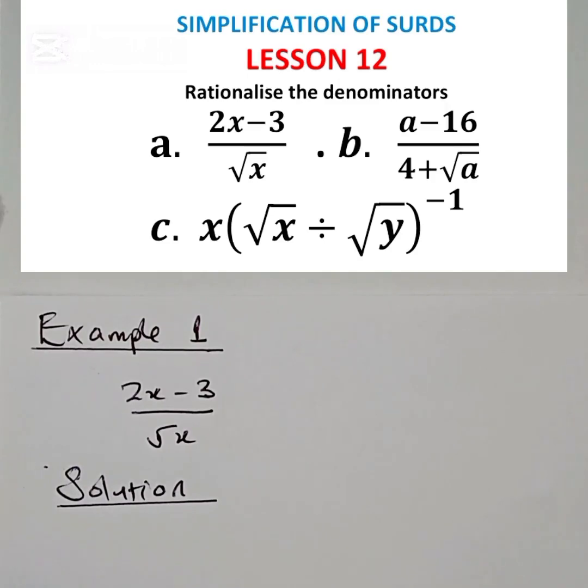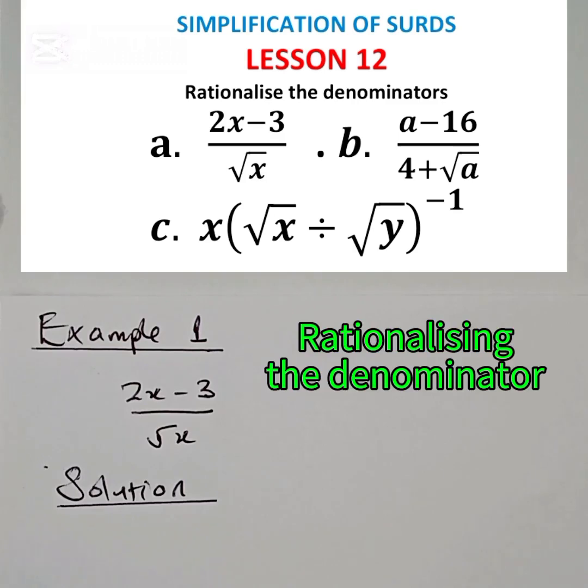In this lesson, we are, with 3 examples, talking about rationalizing denominators. So when we convert a fraction that has a surd in the denominator to one that has a rational denominator, we are rationalizing. Let's look at example 1. We need to rationalize the denominator.